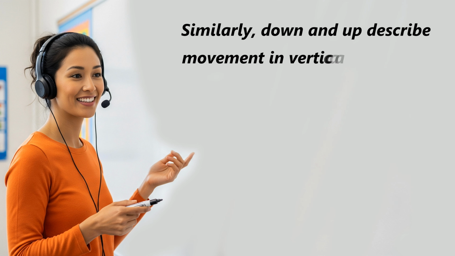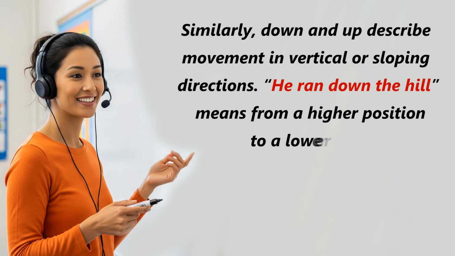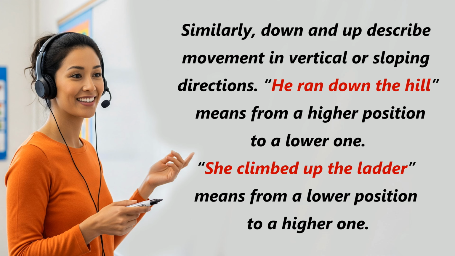Similarly, down and up describe movement in vertical or sloping directions. He ran down the hill means from a higher position to a lower one. She climbed up the ladder means from a lower position to a higher one.